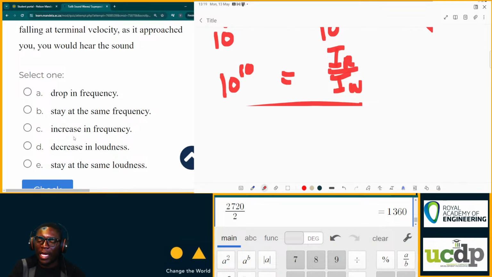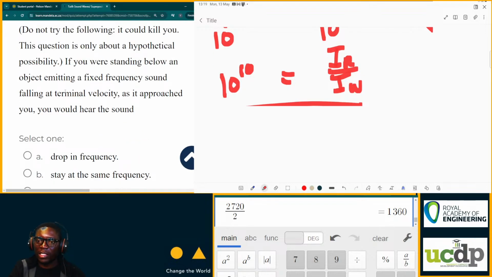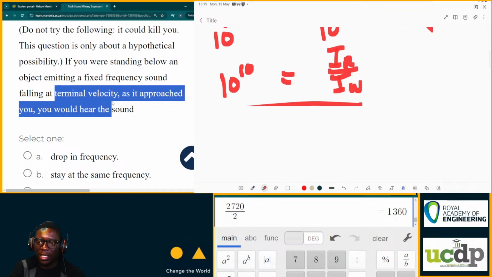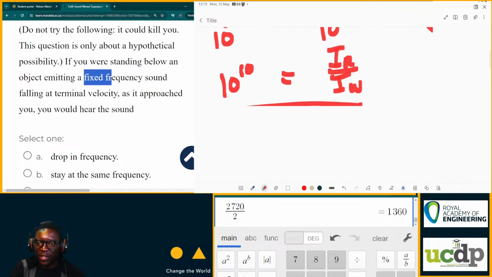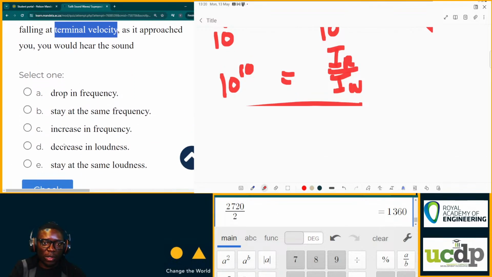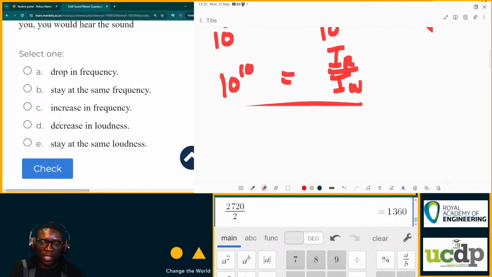So how would we conceptualize this? We've got an object falling at terminal velocity and it's giving off a sound of a certain fixed frequency. So the sound is emitted at fixed frequency. The object is moving with terminal velocity, and you are the observer at a point below this falling object. What would you pick or observe from this sound in terms of its loudness?